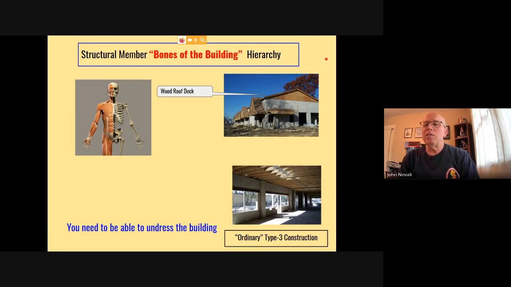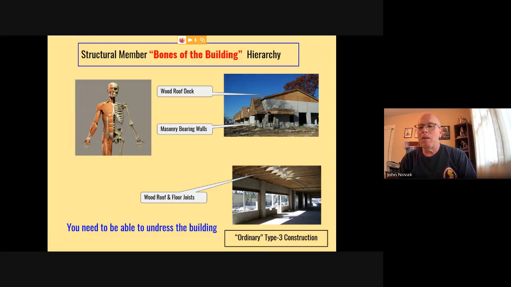So with our type 3 ordinary construction, pretty much the definition is a building with some type of wood roof, wood decking. The bearing walls are more than likely made of some masonry material, whether it be block, poured concrete, reinforced concrete, brick, something like that. The roof and the floor joists more than likely are made of some combustible material, more often than not wood.